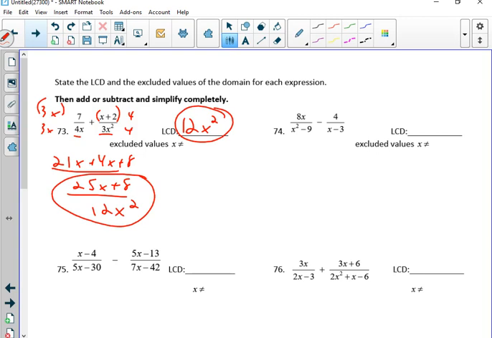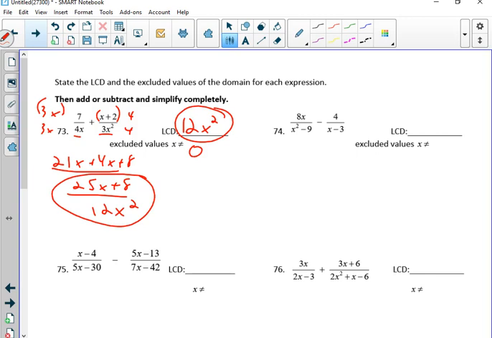Now, what can x not be? Excluded values. Well, what's going to make the denominator 0? Only if x is 0. I can plug any other number in and square it, and I'm fine. But 0 will make the bottom 0, and we can't have that.